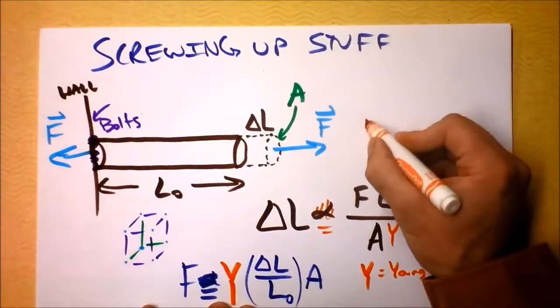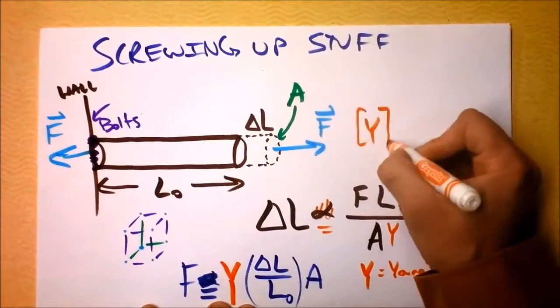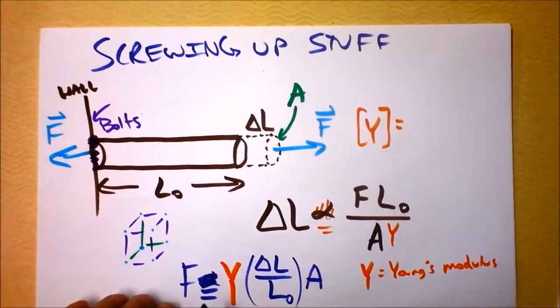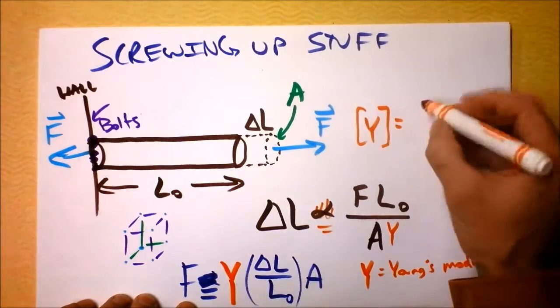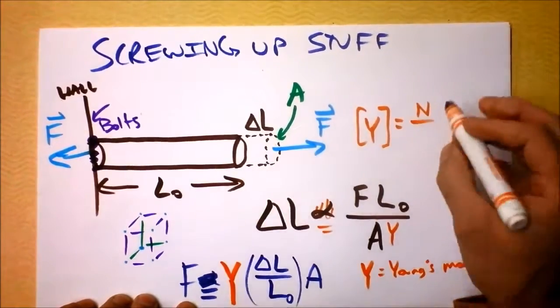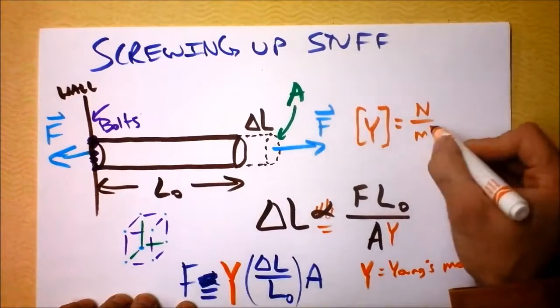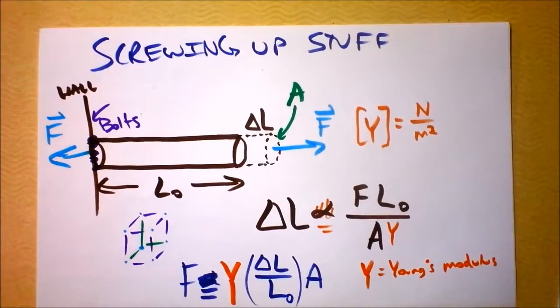Let's see what the units of Young's modulus need to be. I need to get force out, and over here I've got no units at all, times area. So it's going to have to be force divided by area. So that is newtons divided by square meter. Ooh, interesting. That looks like a pressure. Well, that's kind of funky. Okay, all right, let's keep going.